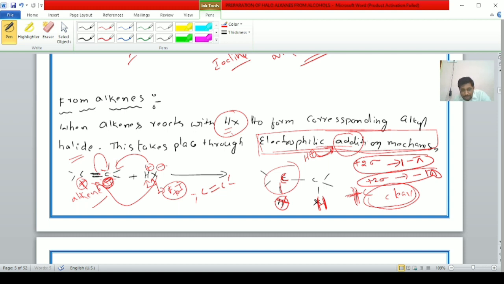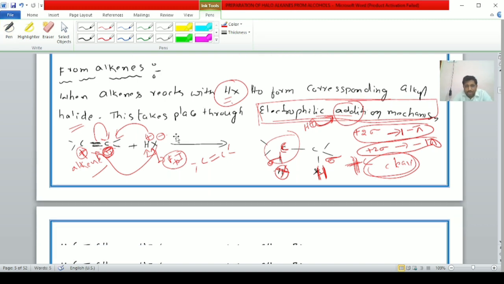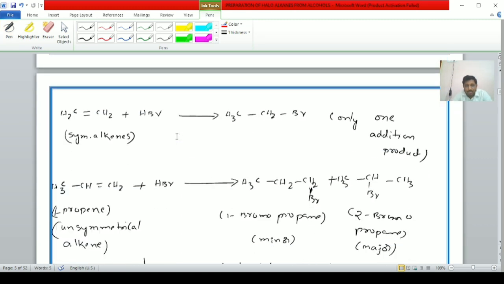Here what happens student? C double bond C, one pi bond is present, that can be lost, hence two sigma bonds are formed. One sigma bond with the halogen atom, one sigma bond with the hydrogen atom. Clear students? Right. This is the general reaction student. We will give one example student, then it will be clear to you. Let us consider the symmetrical alkene.